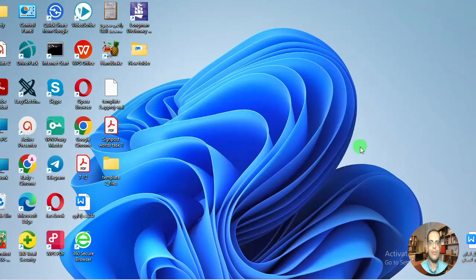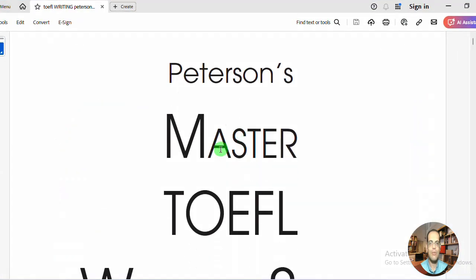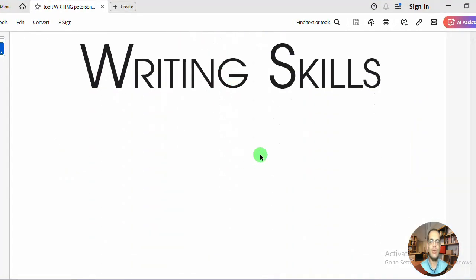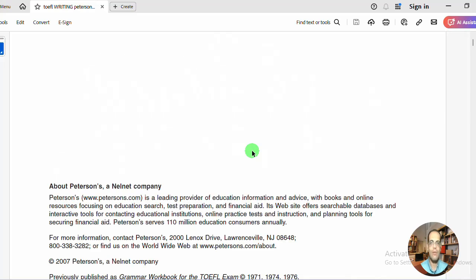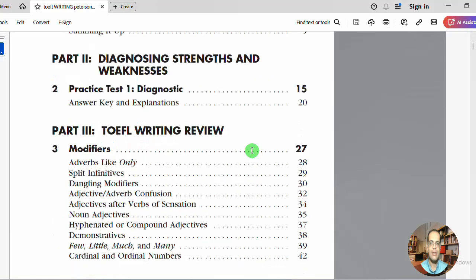In today's lesson, we are going to learn about the resources and books from which we can improve our writing skills, particularly academic writing skills. One of the most valuable books that I've recently come across is a book called Peterson Master TOEFL Writing Skills. This book is divided into 4 parts. I'm going to walk you through the book here.